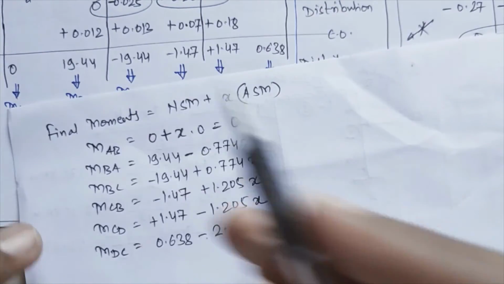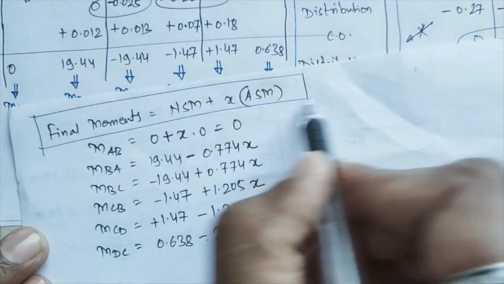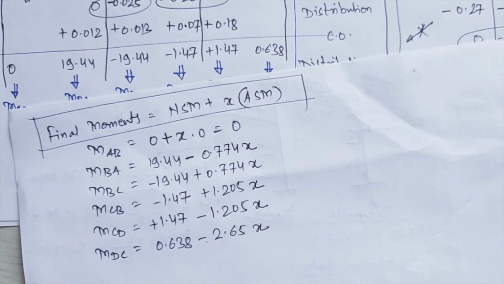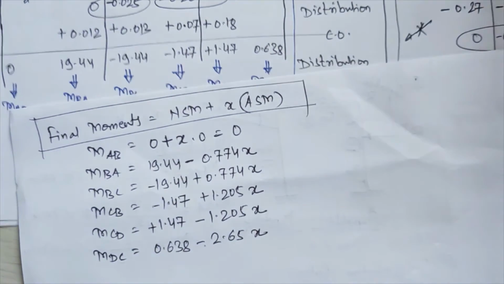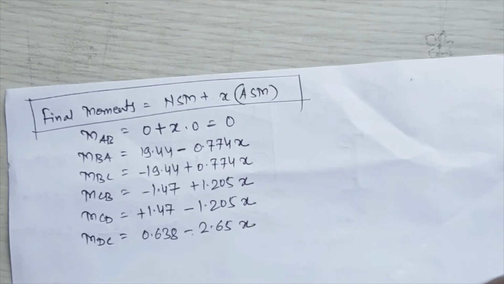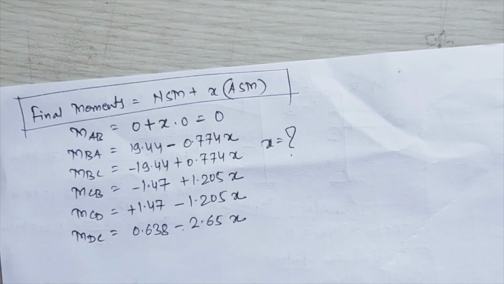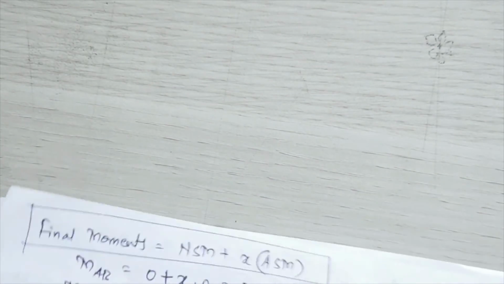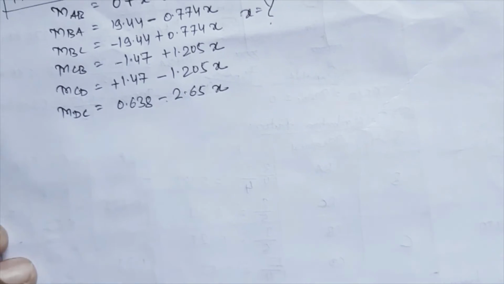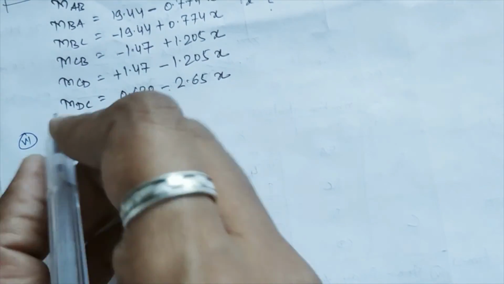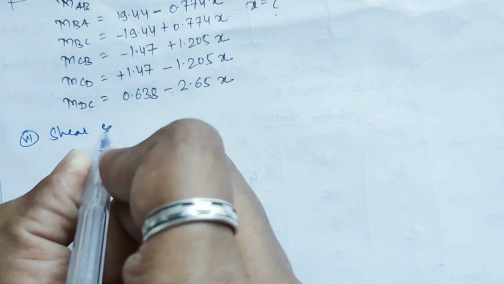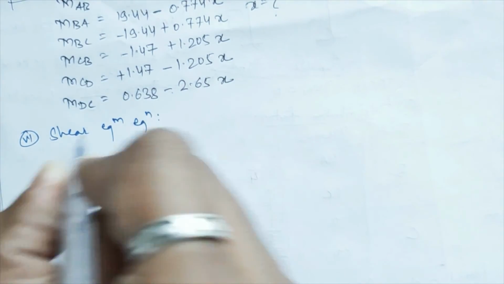Okay, from combining these two tables you have to use this relation: final moments is equal to non-sway moments plus x times the assumed sway moments. So if you want to obtain the final moments, what you need to do is find out the x value here. For finding the x value, you have to do the shear equilibrium equation here. You have to carry out the shear equilibrium equation. So your next step is step number 6, the shear equilibrium equation.